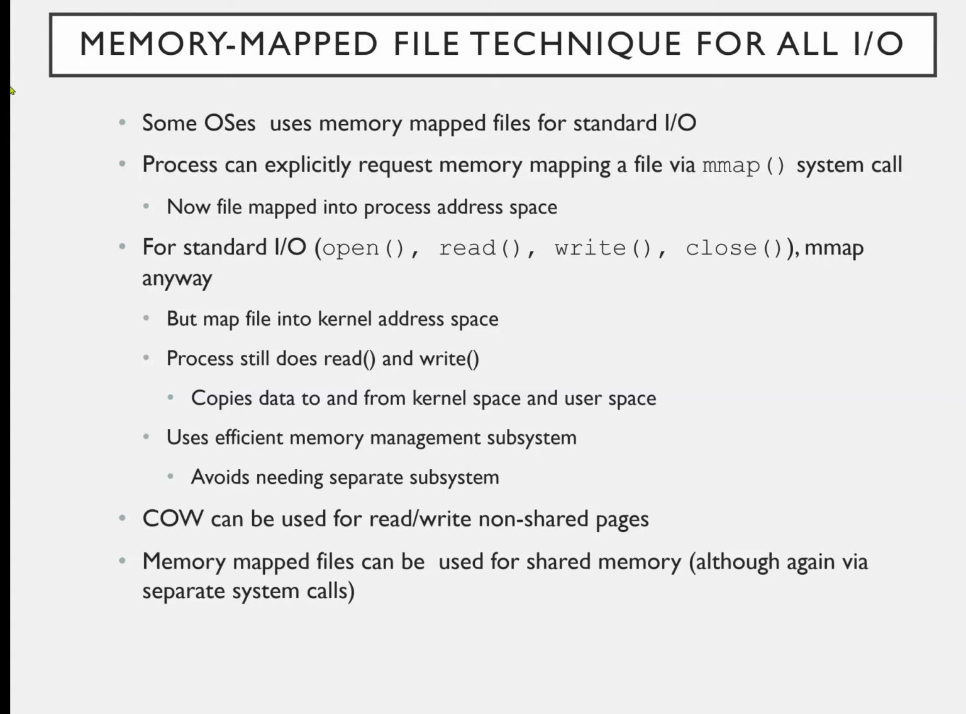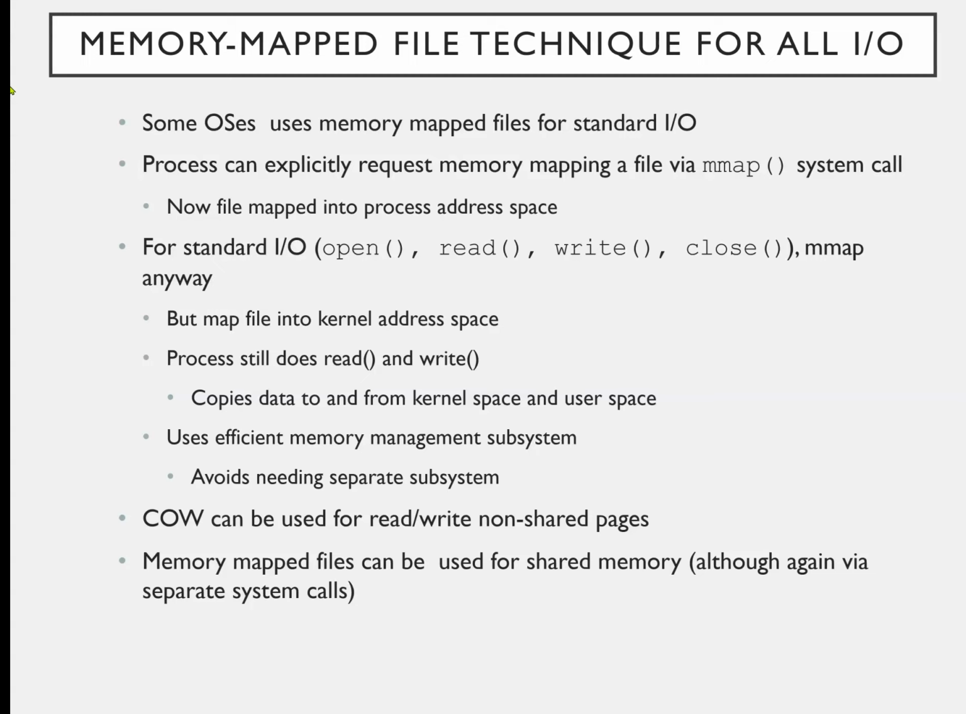Processes can explicitly request memory mapping a file via mmap in Linux. Now the file is mapped into a process address space. For standard I/O, mmap works appropriately. But it can also map into a kernel address space, and the process still does reads and writes in kernel address space. It can't handle the memory using memory mapped I/O.